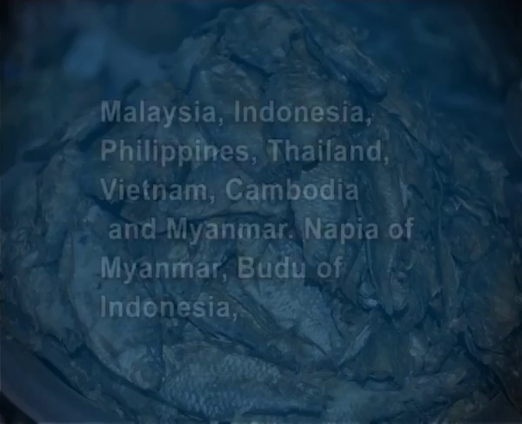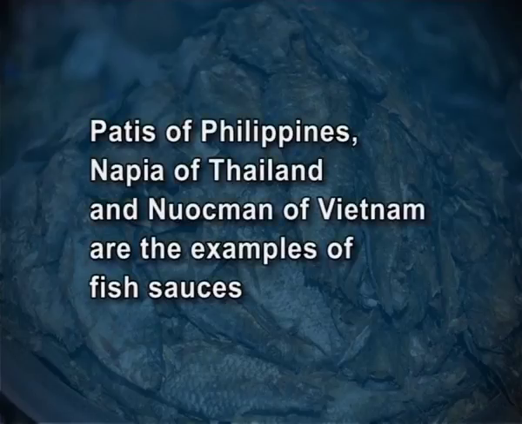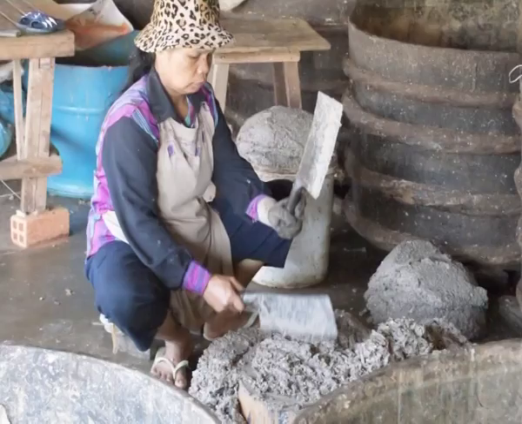Several fermented fish products are produced in Southeast Asian countries like Malaysia, Indonesia, Philippines, Thailand, Vietnam, Cambodia, and Myanmar. Gapi of Myanmar, Budu of Indonesia, Patis of Philippines, Nampla of Thailand, and Nuoc mam of Vietnam are examples of fish sauces. Terasi of Indonesia, Bagoong of Philippines, Kapi of Thailand, Mam of Vietnam, and Prahok of Cambodia are examples of fish pastes.